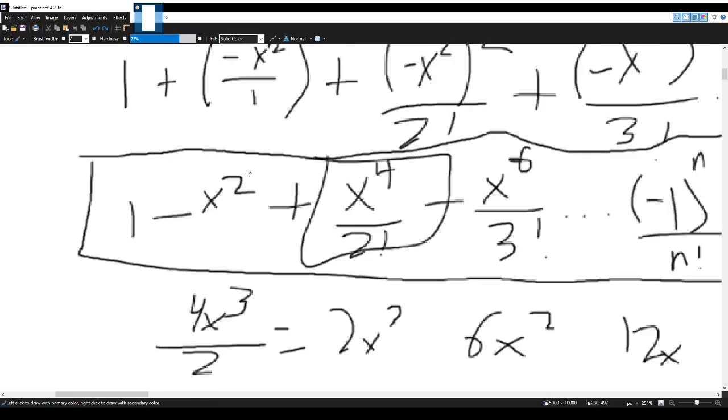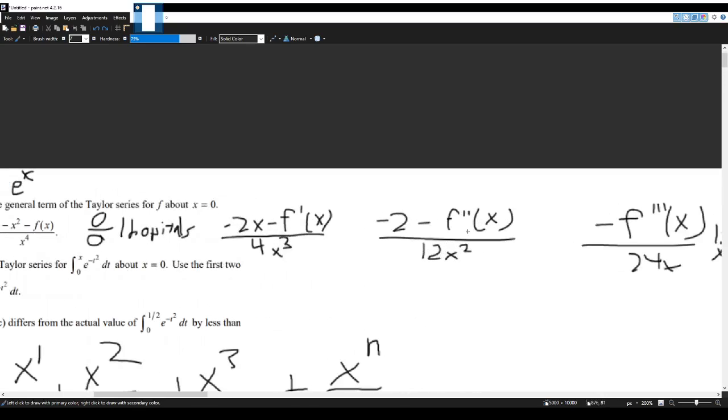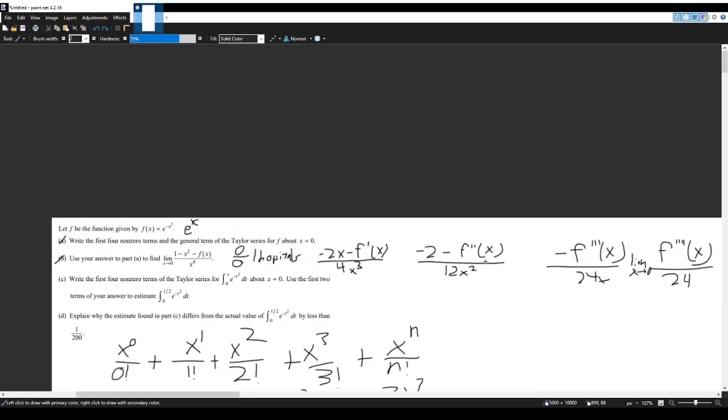That would be, what, 2? Negative 2 minus negative 2. Oh, it is 0. So actually we're good.